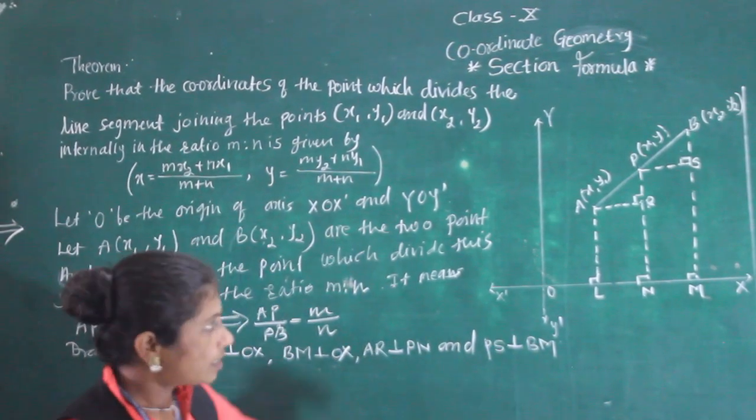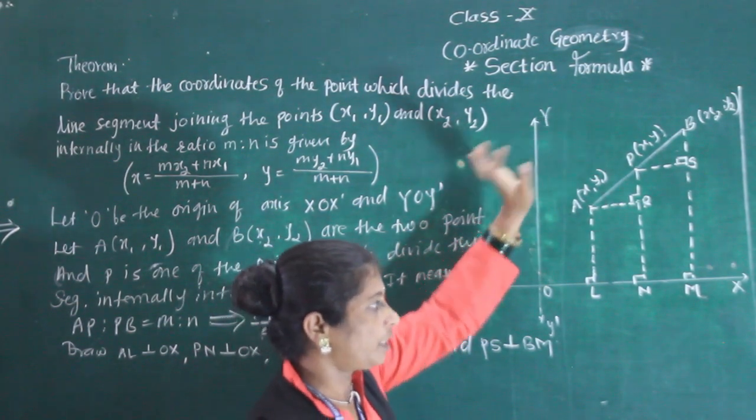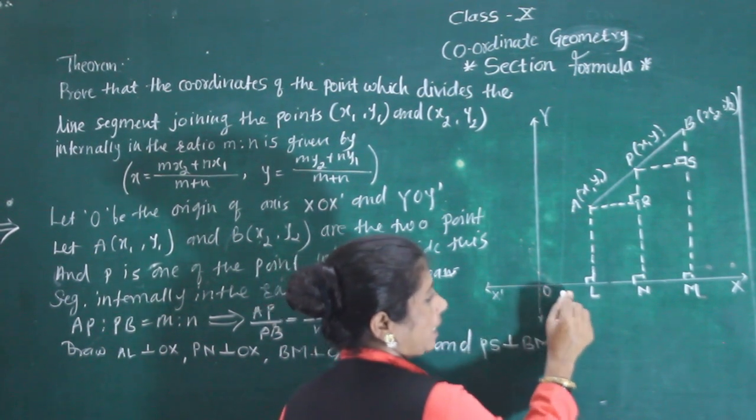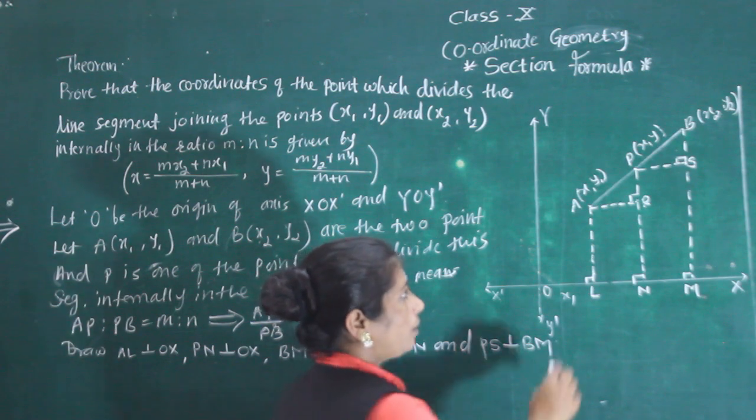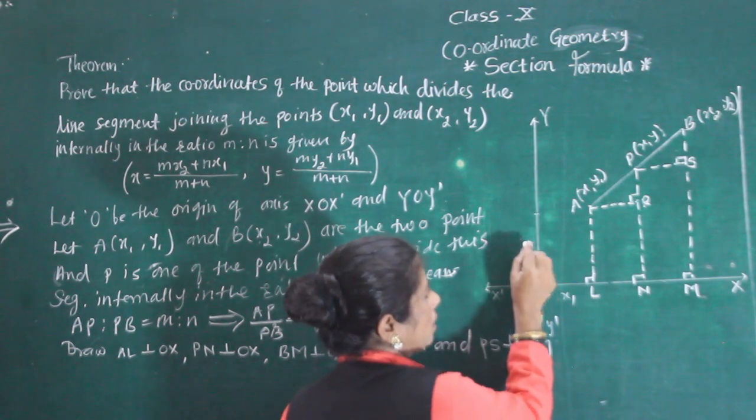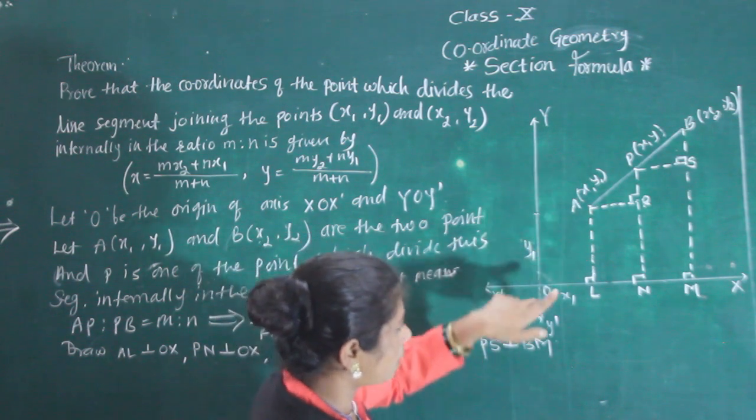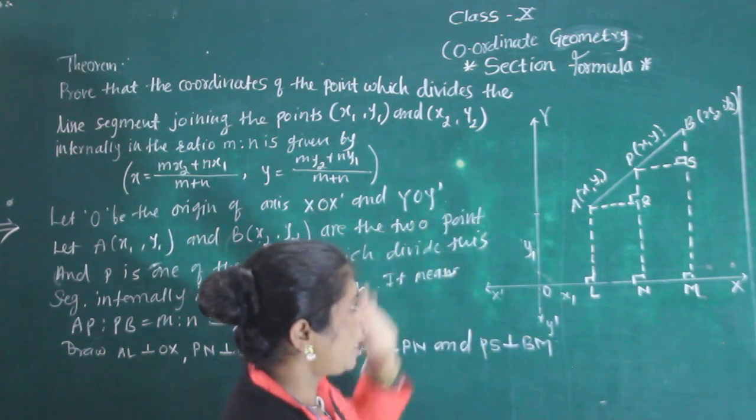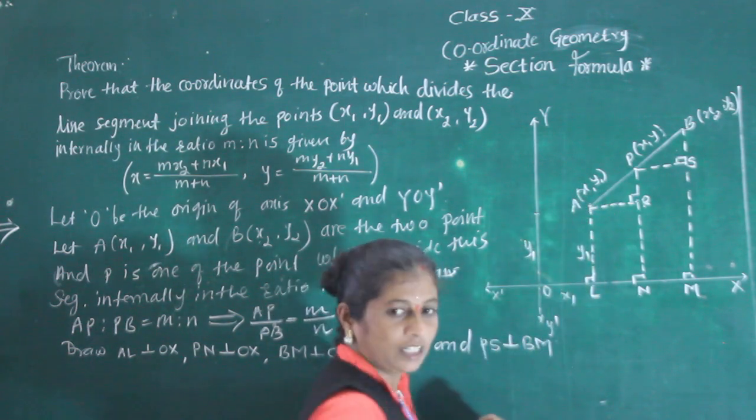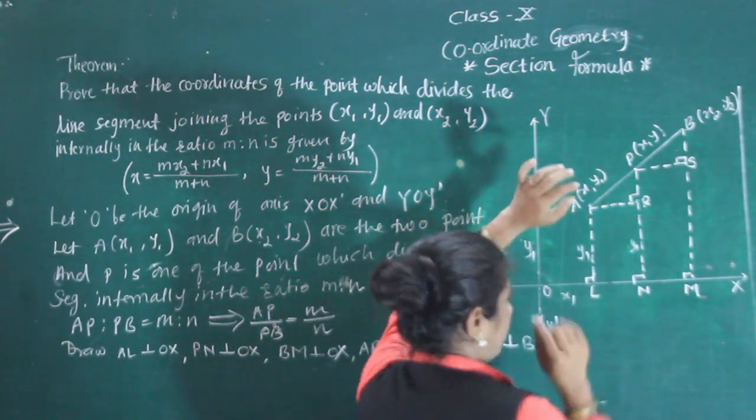Okay, here you will see point A has the coordinates X1, Y1, right? So it means the distance from O to L is X1, correct? And this vertical distance is Y1. So this means the distance AL is Y1, right? Now if AL is Y1, then RN is also Y1, correct?